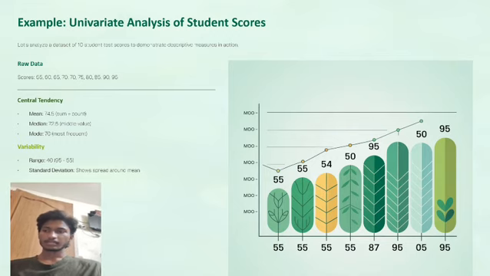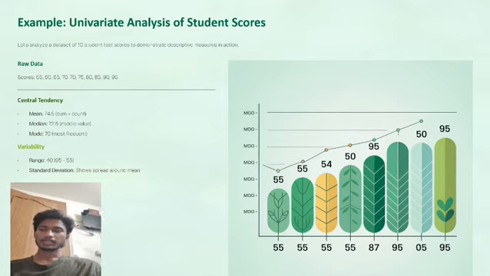Central tendency. Mean: 74.5, sum divided by count. Median: 72.5, the middle value. Mode: 70, the most frequent. Variability: range is 40, 95 minus 55. Standard deviation shows the spread around the mean.